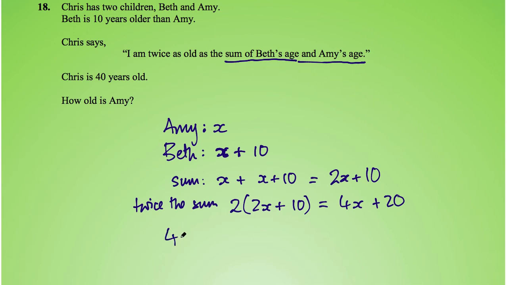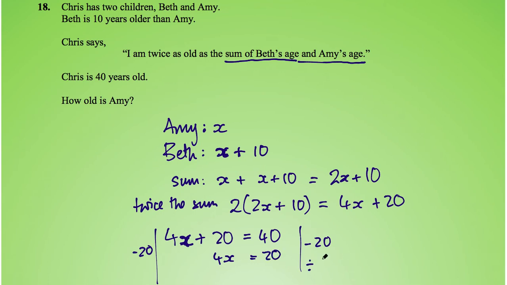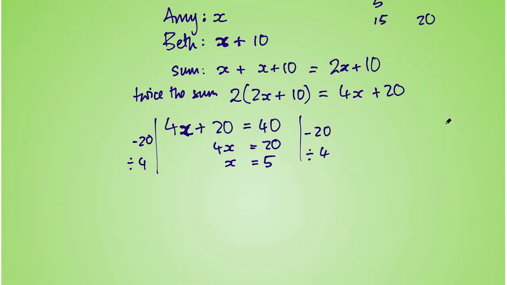So this allows us to write an equation. 4X plus 20 is 40, where X is Amy's age. And now we can just solve an equation. So minus 20 from both sides, that leaves you with 4X equals 20. Divide both sides by 4, and we get X equals 5. So Amy is 5, and just check that that works. Amy is 5, therefore Beth is 15. The sum of their ages is 20. Chris is 40. Yes, it all makes sense. So Amy is 5 years old.